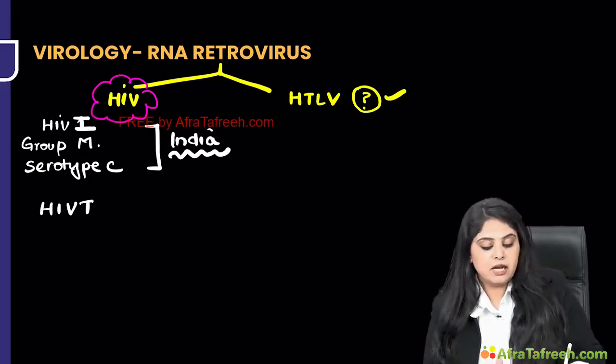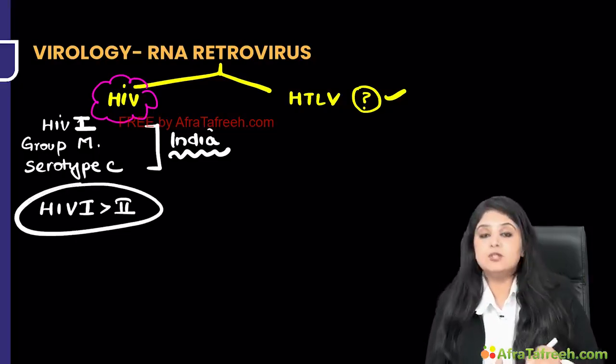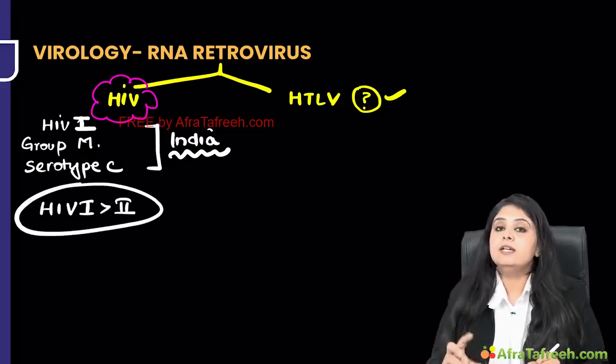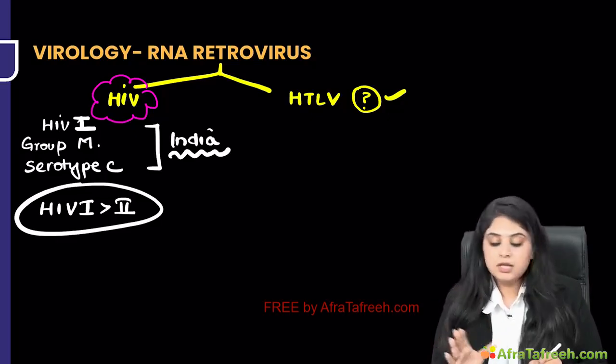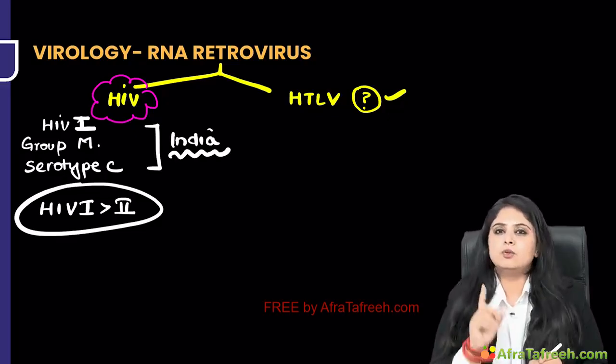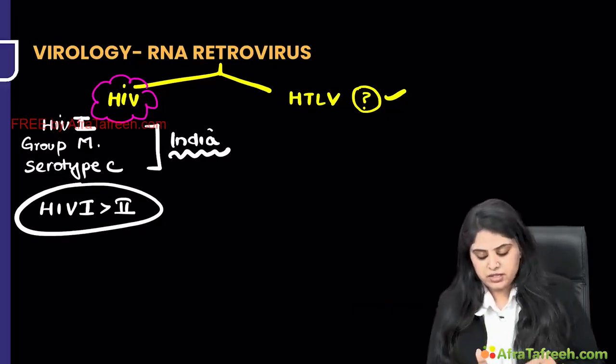But of course, we encounter HIV-2 also. So whenever you say that, ma'am, HIV testing is being done, we test for HIV-1 and HIV-2. Okay, the testing is for both, but HIV-1 is more common. And remember, group M serotype C is common in our country.